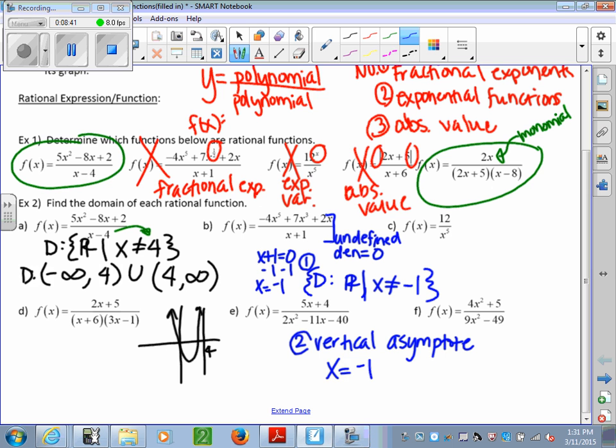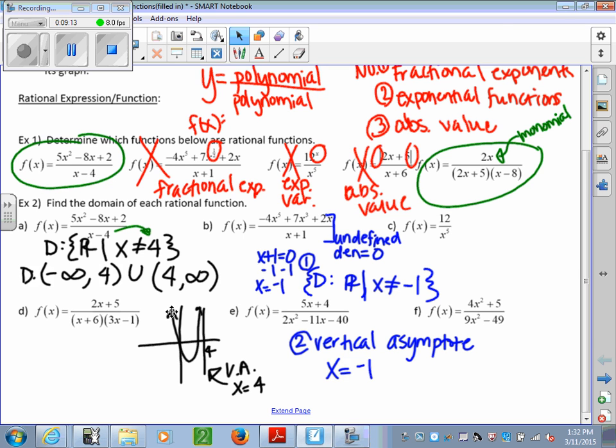Now, remember, what that means is, if we look back at this first example, I have a vertical asymptote, abbreviated VA, at x equals 4. That means that my graph touches all numbers except for x equals 4. That's what a vertical asymptote is. It's just a line which your graph does not cross or touch. Okay, so that one is B.